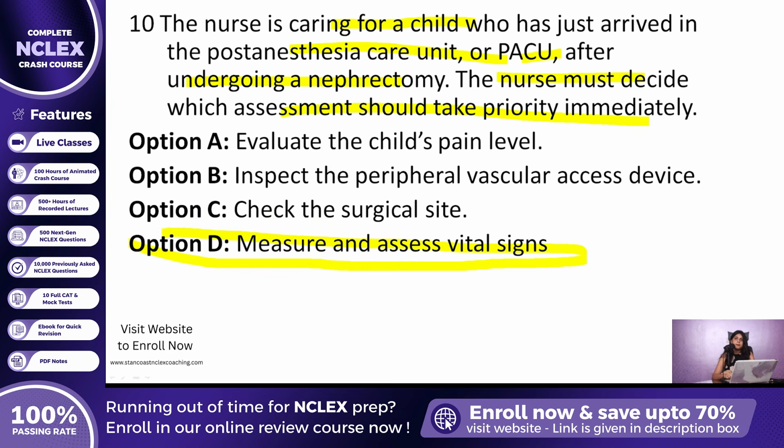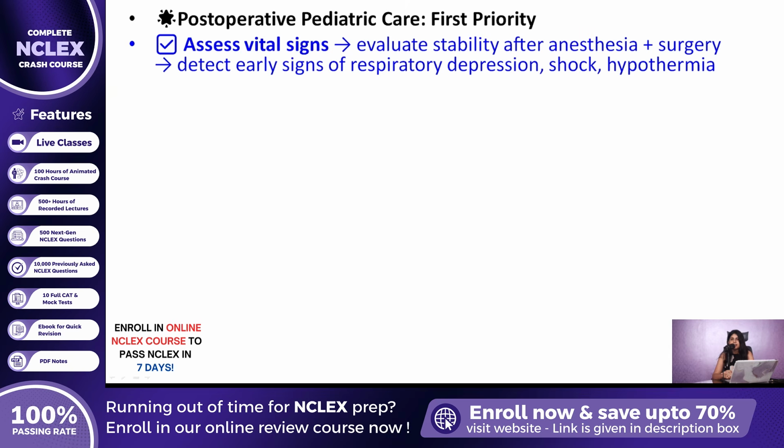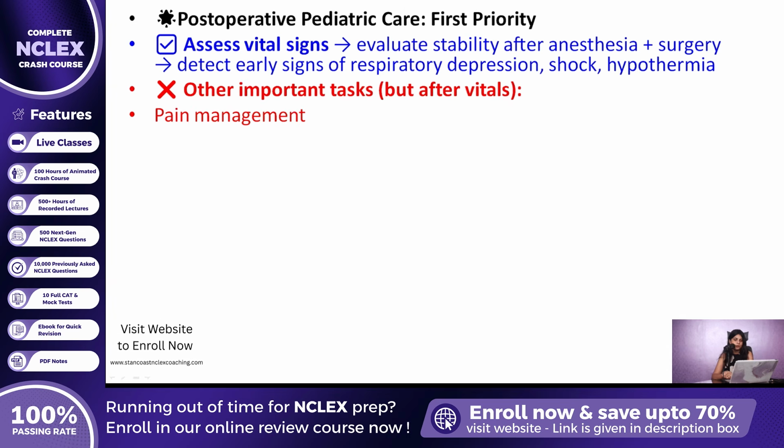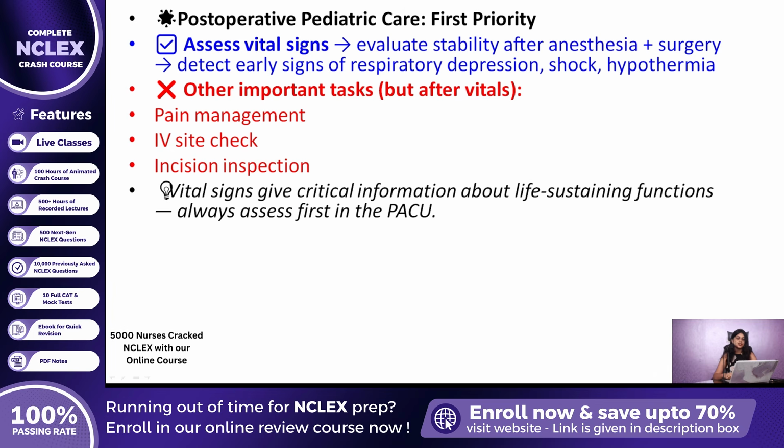Here is the reasoning. In the immediate post-operative period, the first priority is to assess the child's vital signs to determine overall stability after anesthesia and surgery. Monitoring respiratory status, oxygen saturation, heart rate, blood pressure, and temperature allows the nurse to detect complications such as respiratory depression, shock, or hypothermia at the earliest possible moment. Although pain management, assessing the IV site, and inspecting the incision are all important components of care, they are not as urgent as confirming the child's hemodynamic stability. The key point here is that vital signs provide essential information about life-sustaining functions and must always come first in the PACU.